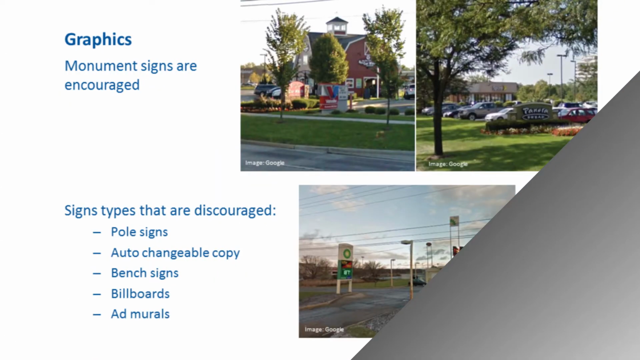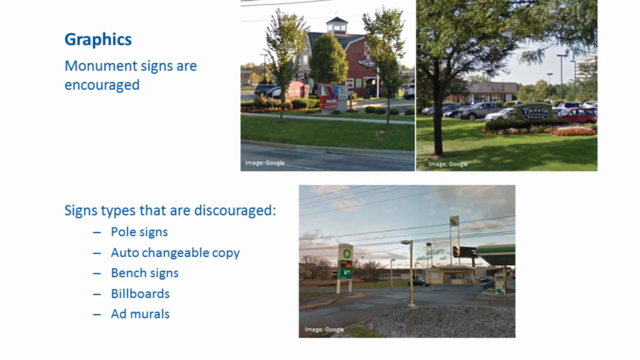The guidelines also address graphics. In suburban areas, the guidelines recommend monument-style signs to not be taller than 6 feet. And some types of signs are generally discouraged, including excessively large signs, pole signs, and automatic changeable copy signs.